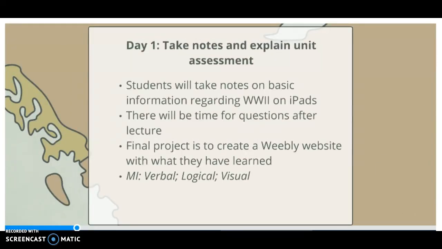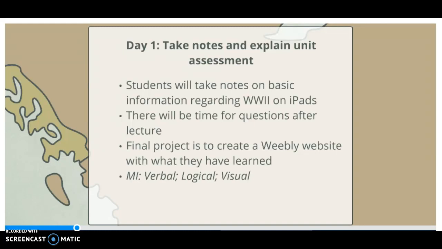So my first day is just to take notes and explain the unit assessment. They will use iPads. There's going to be time for questions, there will be some discussion, and then there will be notes on the Weebly website that they need to create as their final project. I chose a Weebly website because it allowed for students to have creativity and allowed for technology to be used in the classroom, and then they can go back and look at other students' projects before the unit is over so they can see what their classmates wrote.